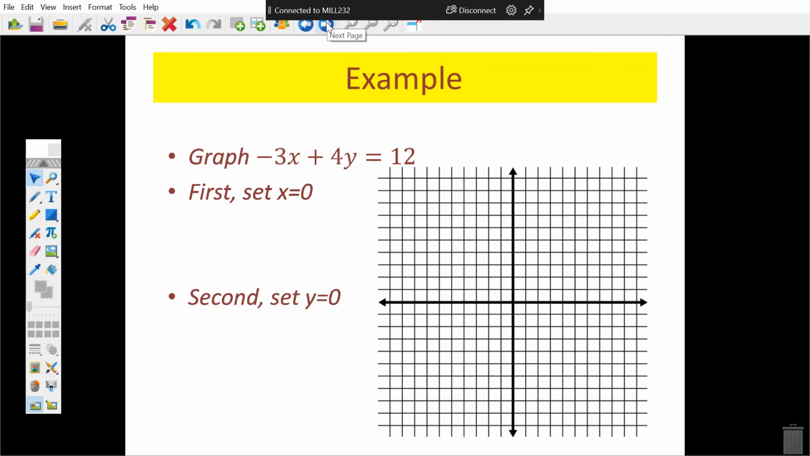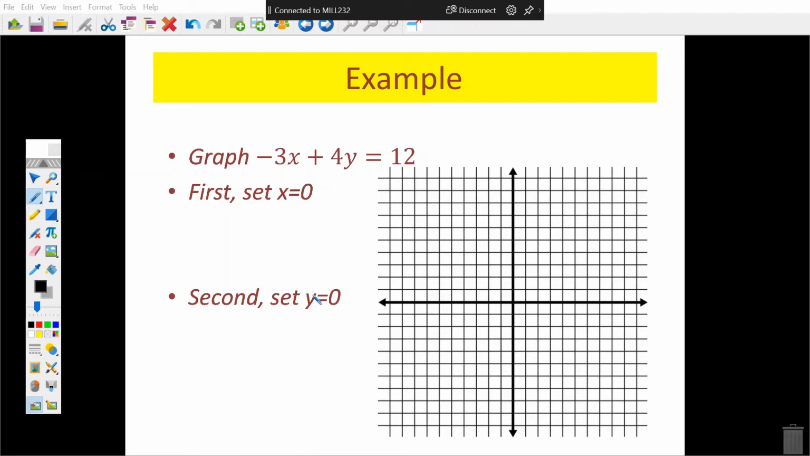So as a first example, this is a recap of a question you would have done in Foundations 10. Okay? You have the equation negative 3x plus 4y equals 12, and we are asked to graph this equation. There's a couple different ways you could graph this. One way is you can find the x and y intercepts. You can find the y-intercept by making x equal 0, and you can find the x-intercept by making y equal 0, and you can connect those dots.